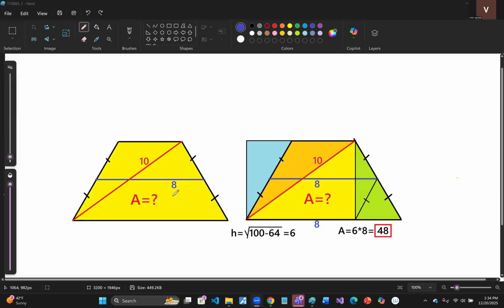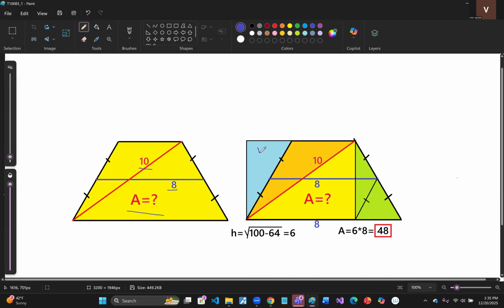What is the area of the isosceles trapezoid with diagonal of length 10 and middle line of length 8? Solution.